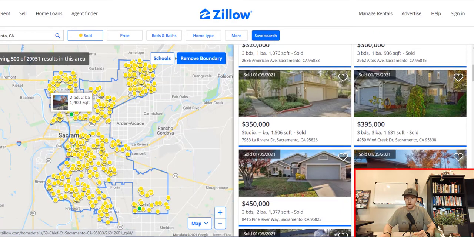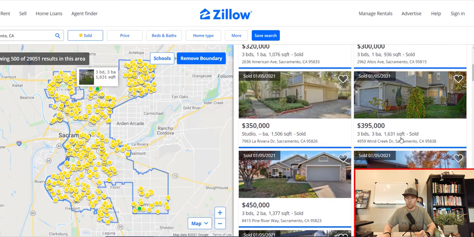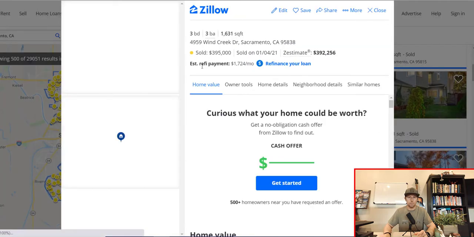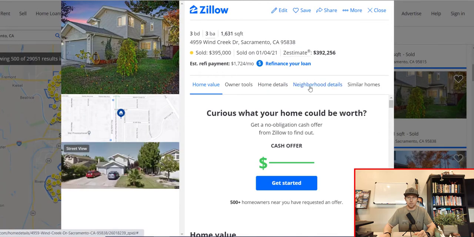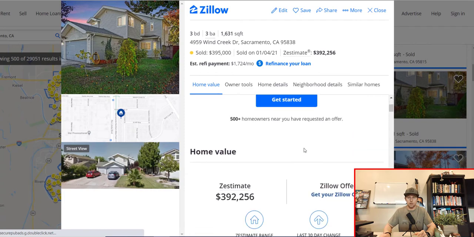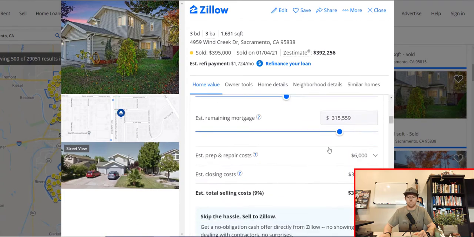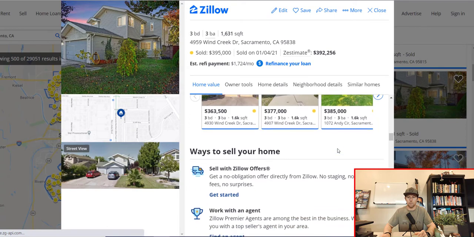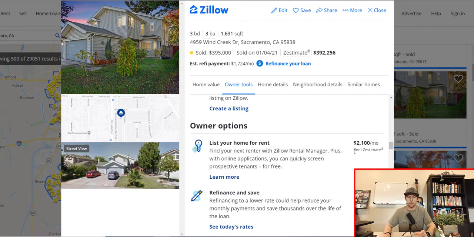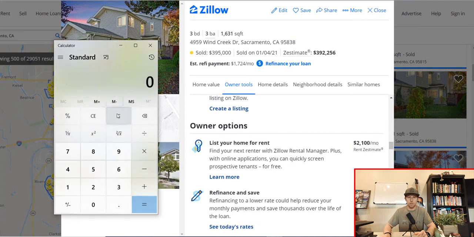So if we're looking at another property, here's one that just sold for, 3-bed, 3-bath, 1,631 square feet in Sacramento, sold for $395,000. Let's scroll down and get an idea of where this property might rent for, or what it might rent for. Okay, this one is looking a little bit better. The rent on this one is $2,100 per month.